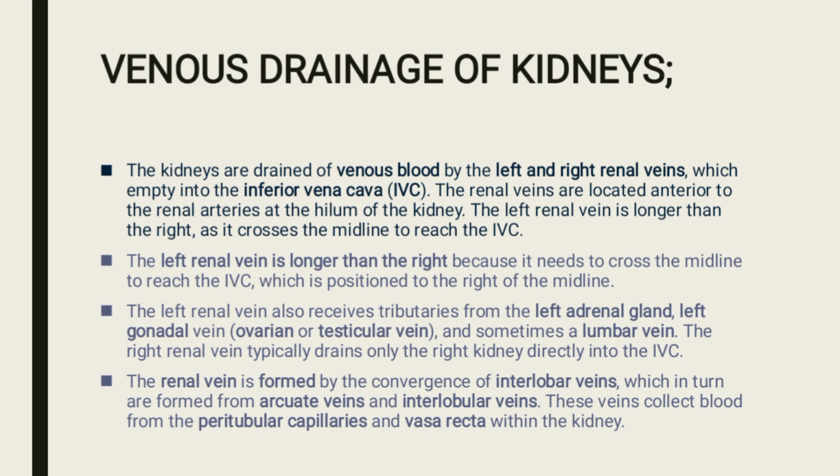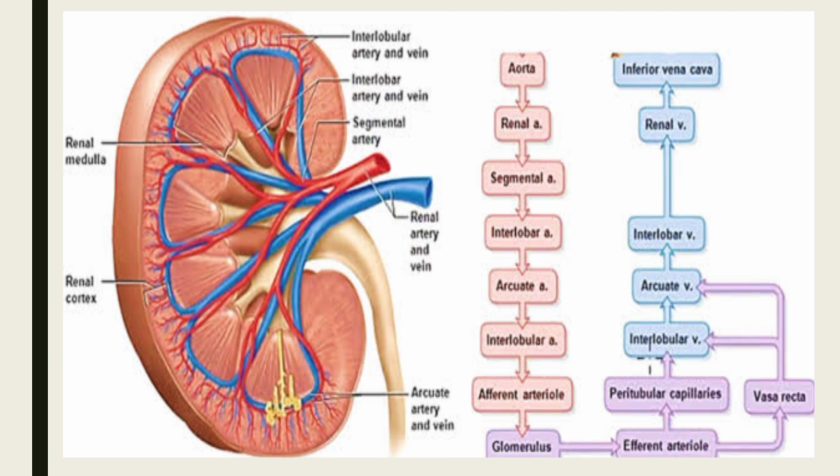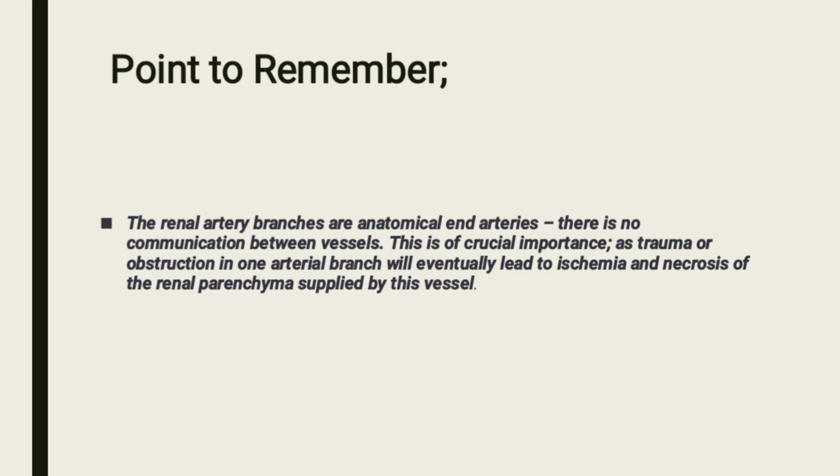So this slide is about the venous drainage of the kidneys. Venous drainage follows a similar pattern, with renal veins ultimately draining into the inferior vena cava. The left renal vein is longer than the right because it needs to cross the midline to reach the inferior vena cava, which is positioned to the right of the midline. The left renal vein also receives tributaries from the left adrenal gland, the left gonadal vein, like the ovarian or testicular vein, and sometimes a lumbar vein. The right renal vein typically drains only the right kidney directly into the inferior vena cava. So this picture also depicts the arterial and venous drainage of the kidneys.